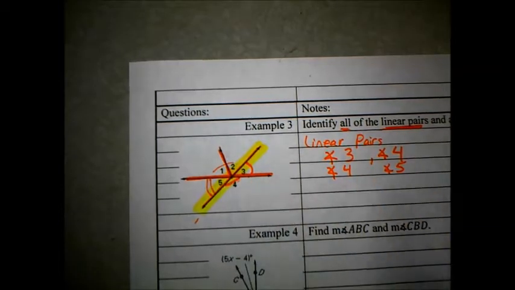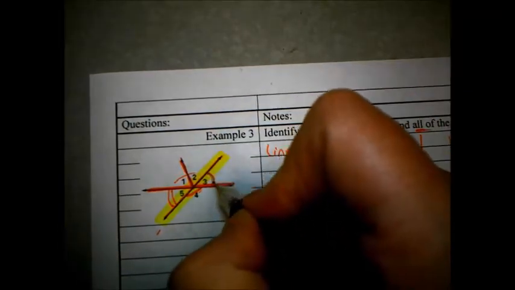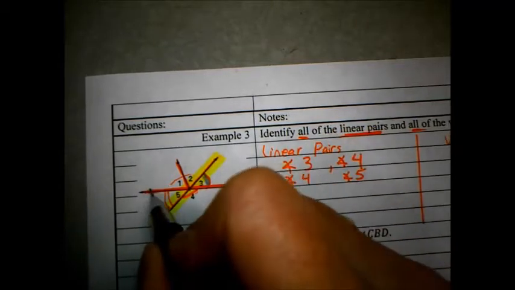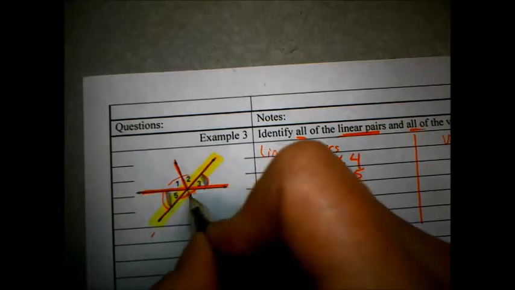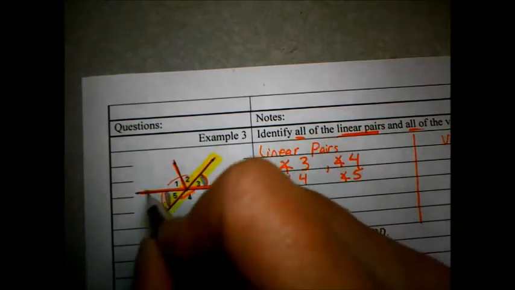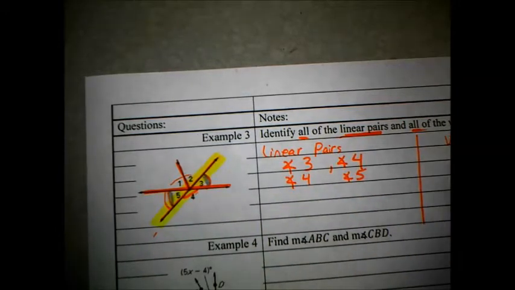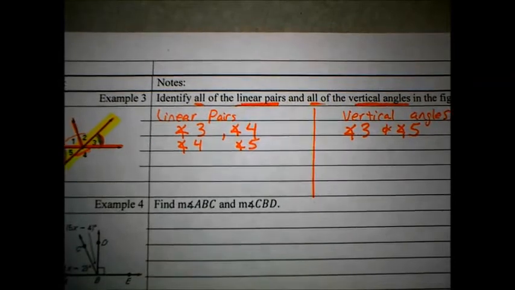Remember, they are opposite of each other. So if I'm looking at my picture, I see that angle 3 is made up of my straight lines, and also angle 5 is made up of my straight lines. In that fashion, because they both make up this end, that means 5 is opposite of 3. That makes them vertical angles. They have to be opposite of each other, directly across.